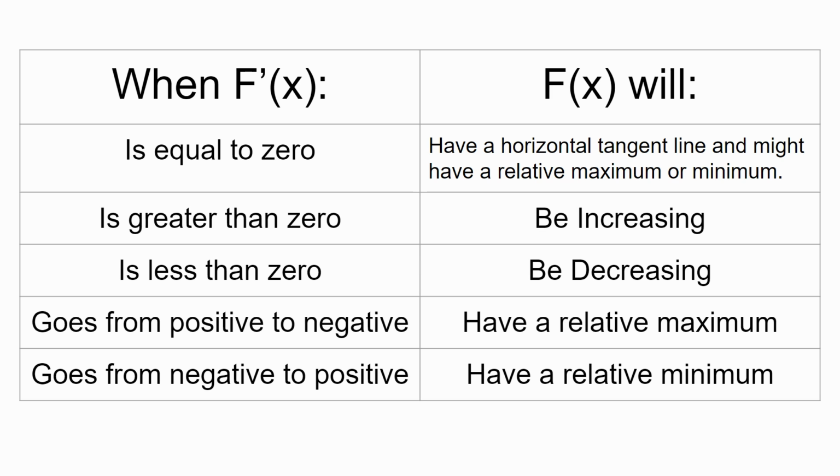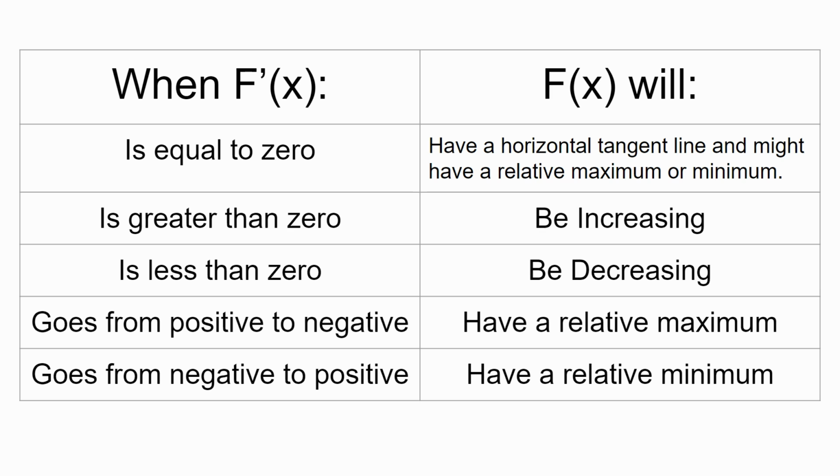Let's first take a look at the relationship between f of x and its derivative. When f prime of x equals 0, f of x will have a horizontal tangent line, and it also might have a relative minimum or maximum. When f prime of x is more than 0, f of x will be increasing. When f prime of x is less than 0, f of x will be decreasing.